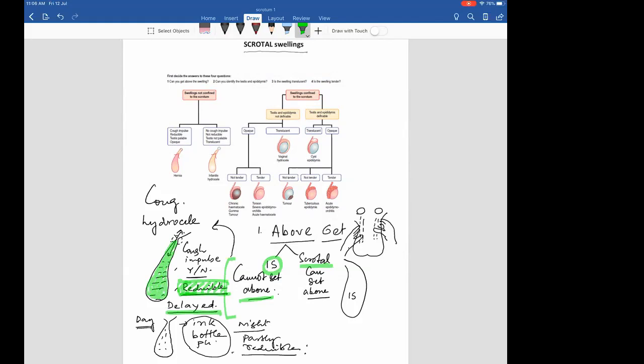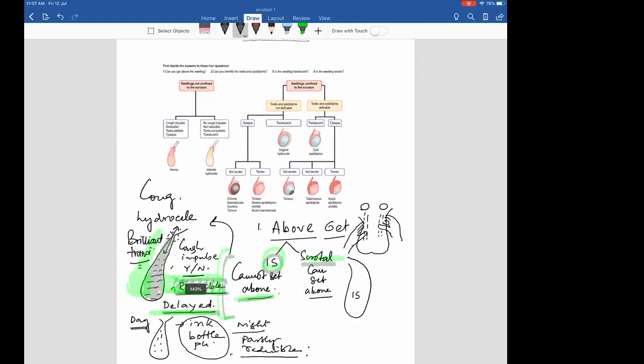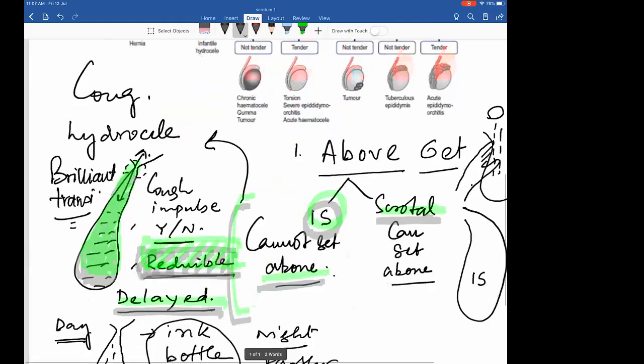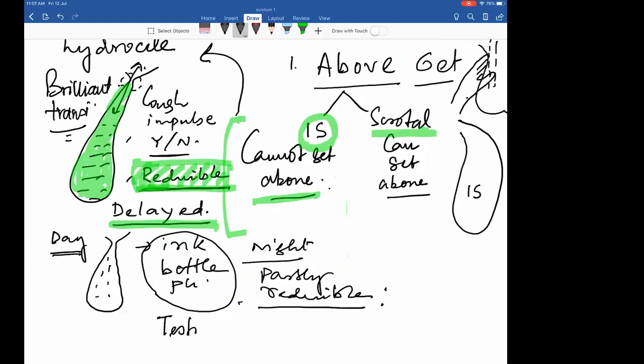And this sac, as I've said, is brilliantly transilluminant. Now, what is important is if it is brilliantly transilluminant, the next point of concern for you is: is the testes palpable or not? The answer for this is the testes may or may not be palpable, but is usually not palpable.